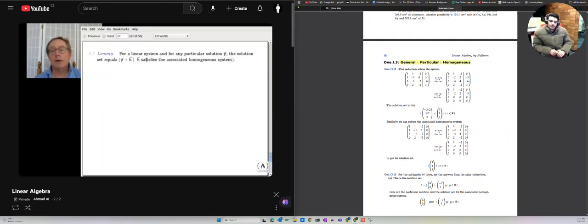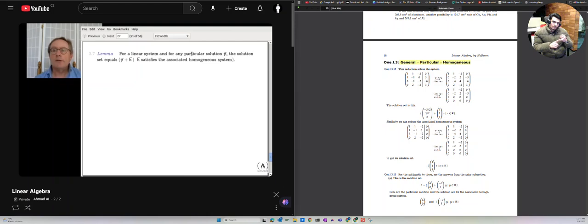Okay, so in general then, for a linear system and any particular solution P, the solution set looks of this form, P plus H. If you give me a linear system, I can write its solution set in this form, where H satisfies the associated homogeneous system and P is any particular solution. Now this one we are going to prove. I am going to go through the argument. It's not very long, but it involves 2 steps.